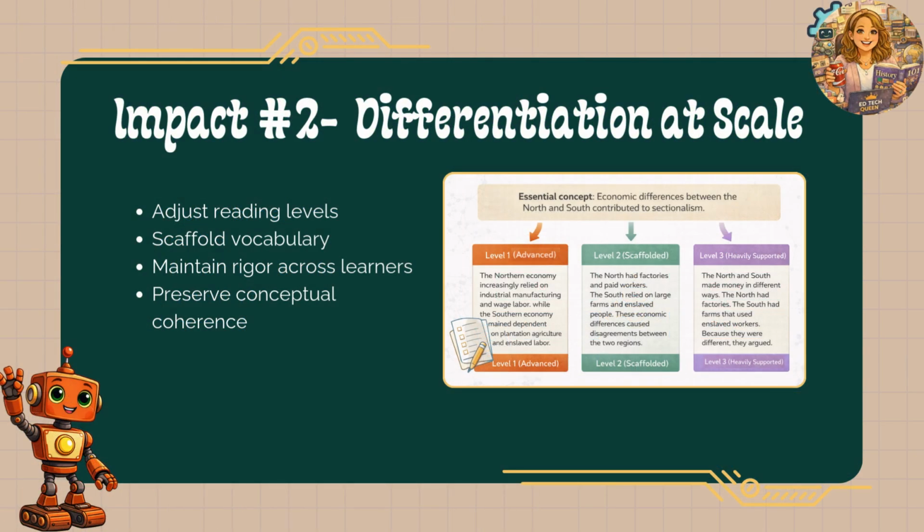The second impact is differentiation at scale. The Ditch That Textbook article lists dozens of AI tools designed specifically for classroom use, many of which focus on generating leveled text and adaptive supports. Differentiation used to mean hours of rewriting the same concept at different reading levels. Now, AI allows us to maintain the same essential understanding while adjusting complexity or vocabulary. That supports access without lowering rigor, which actually strengthens overall coherence across learners.